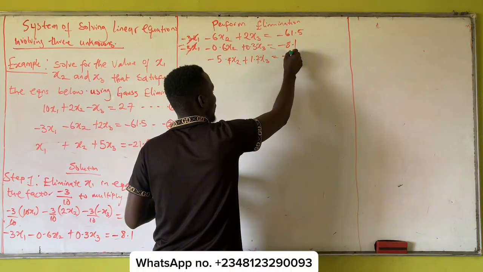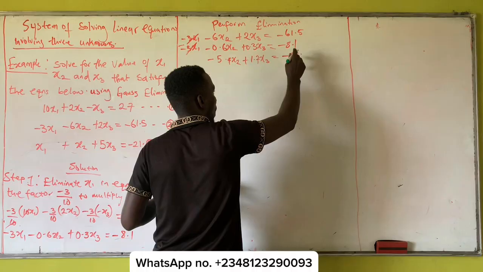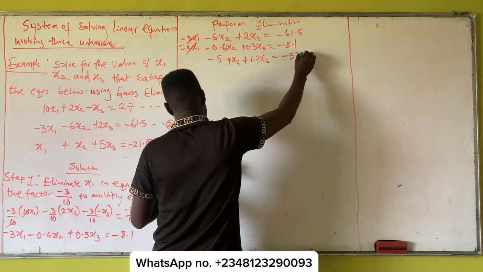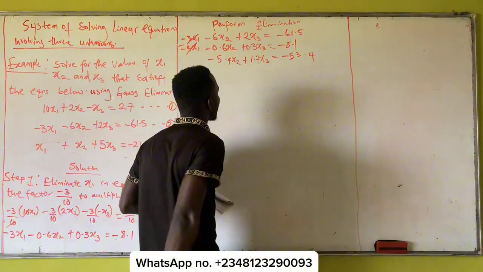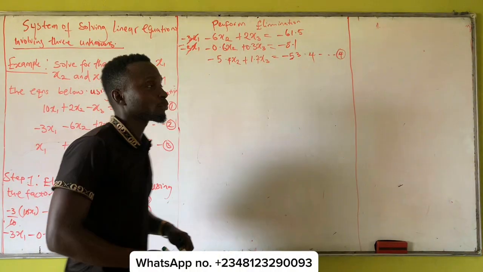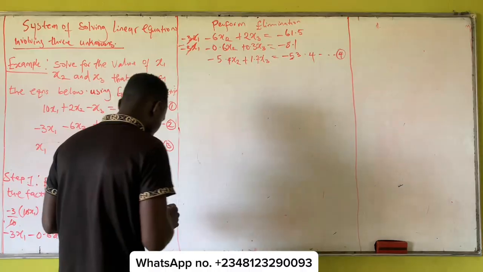We are going to have minus 53.4. Alright, so let's call this our equation 4. Let's call that equation 4.